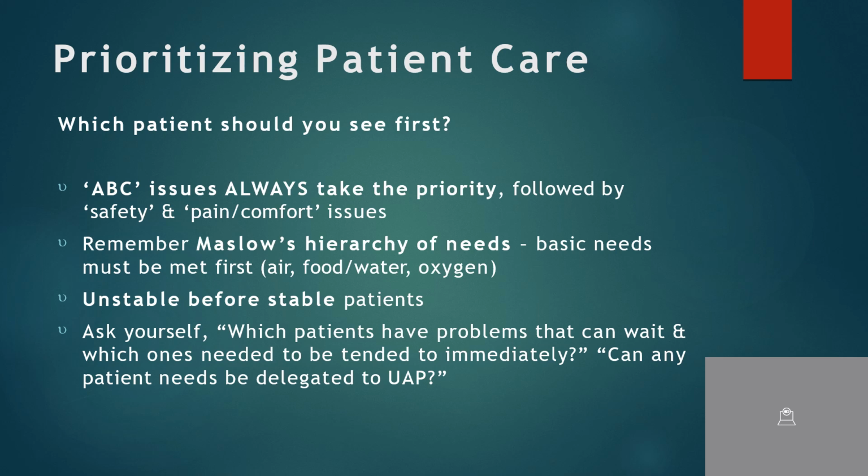Whenever you see prioritization questions, you see the word priority, you see the word best, you see the word initial, you see the word first, prioritization to you means life or death. Okay, and the biggest thing, of course, you guys know is the ABC issues, right? They always take priority, followed by safety, pain, and comfort issues. This is really based on Maslow's hierarchy of needs. With ABCs, it's airway, breathing, and circulation, always in that order.